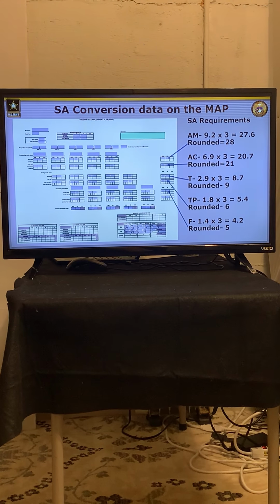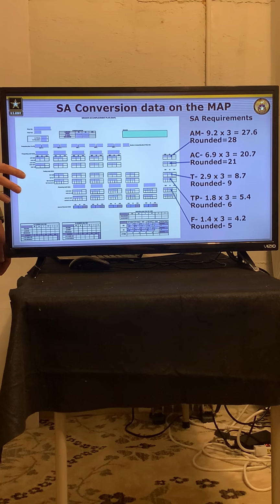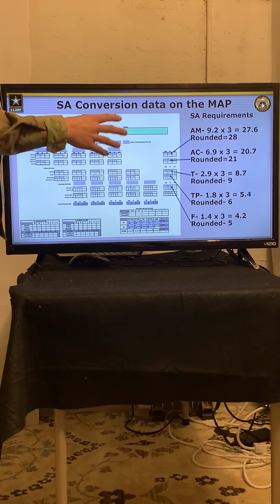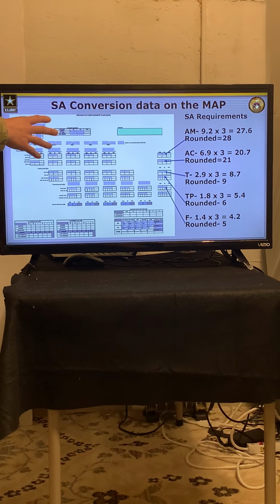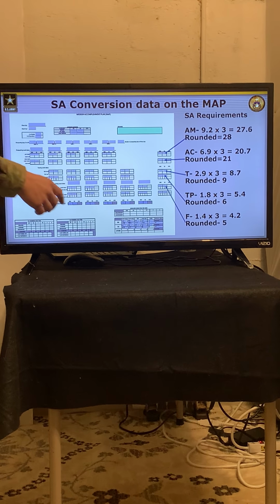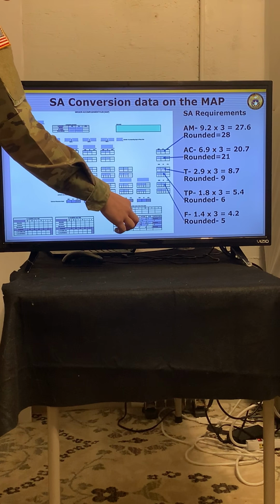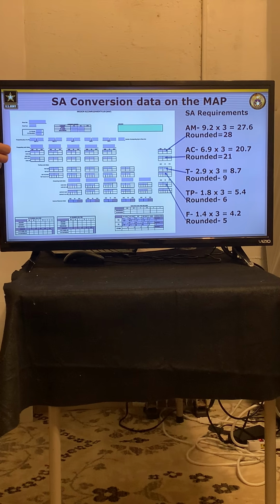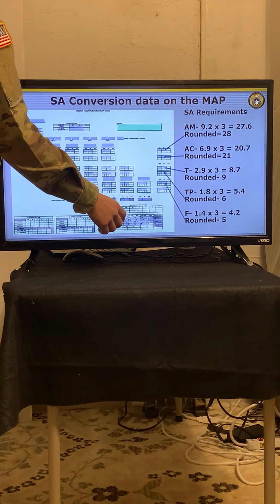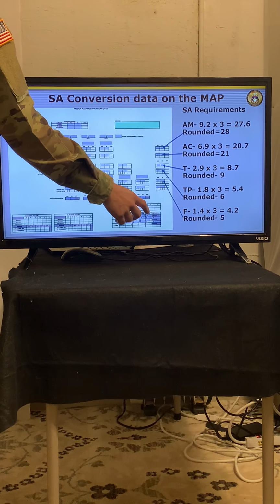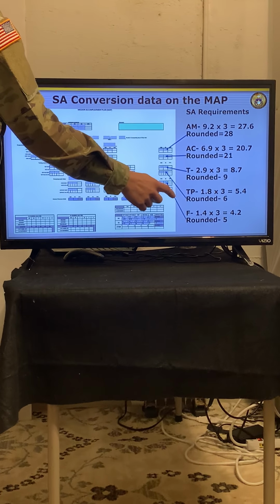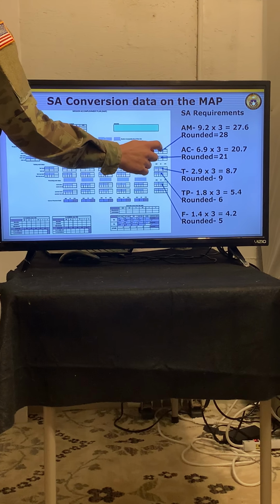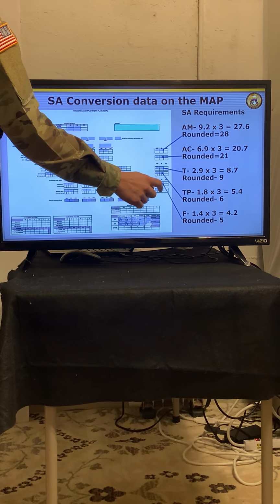So now you can go ahead and see where that conversion data is going to play into your senior requirements for your phase line mission. You're going to fill in your conversion data here at the bottom. Your scenario gave you a mission of 3 for that month. So you took your senior conversion data and multiplied it by 3. You got your actual requirements for the month, and you were able to fill in your senior requirements for the month. So this is the end of completing our conversion data.